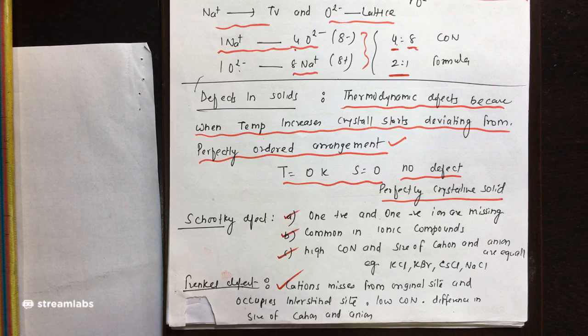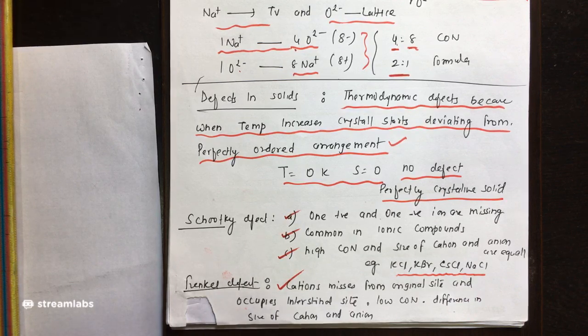Example you can remember: KCl, KBr, CsCl, NaCl. These are all examples of Schottky defect. Okay, and a large number of Schottky defects results in a significant decrease in the density. Presence of a large number of Schottky defects in a crystal results in a significant decrease. Otherwise, normally, in comparison to the other, the density remains unchanged.